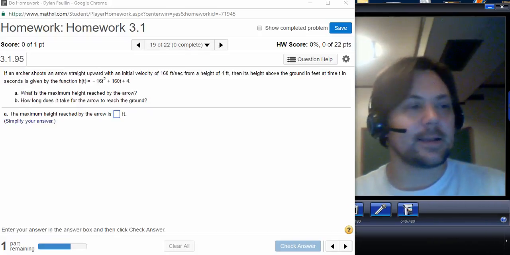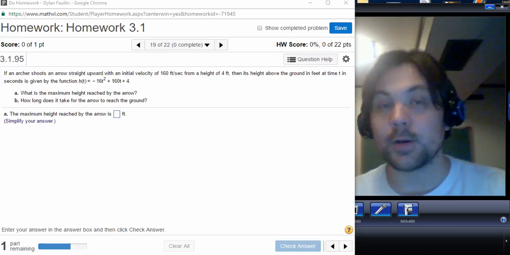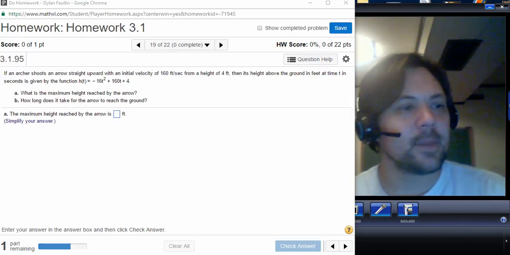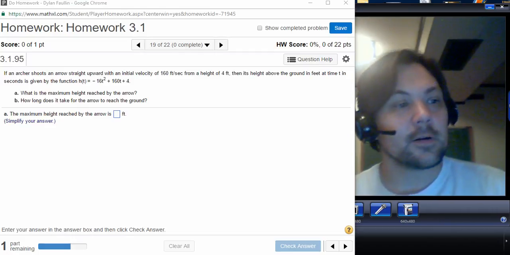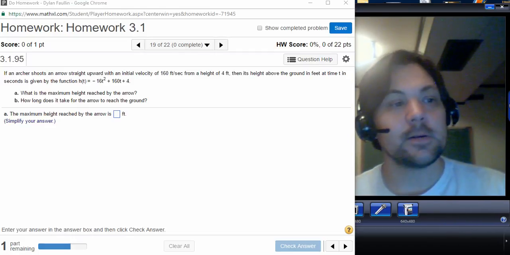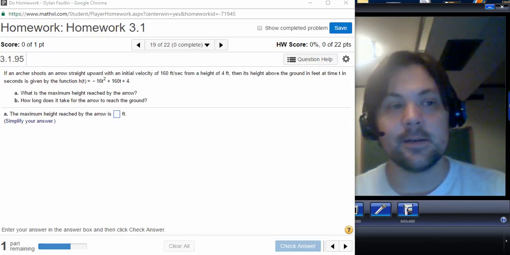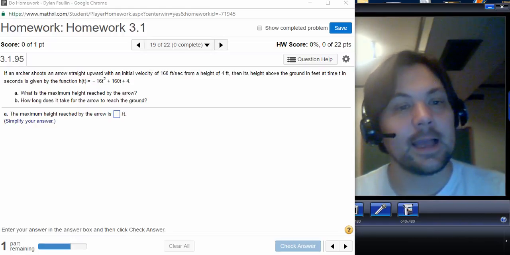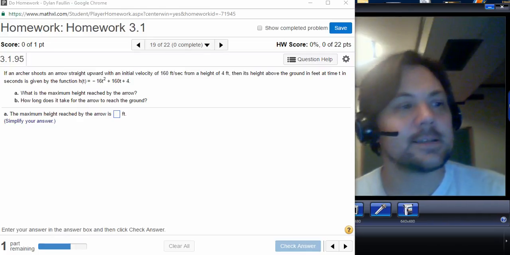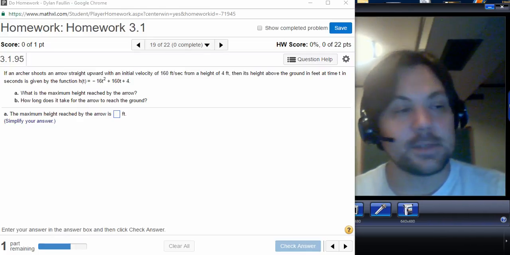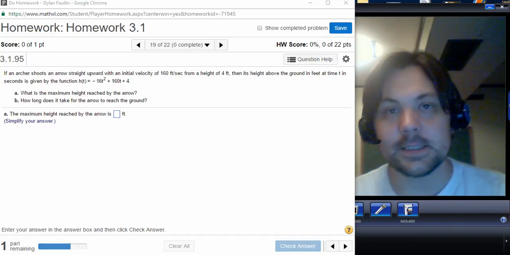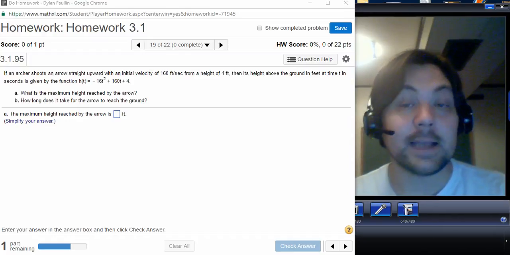Okay, today we're going to look at a problem involving a quadratic function where we are asked to maximize or minimize a quantity. So the problem reads, if an archer shoots an arrow straight upward with an initial velocity of 160 feet per second from a height of 4 feet, then its height above the ground in feet at time t in seconds is given by the function h of t equals negative 16 t squared plus 160 t plus 4. We're asked to do two things in this problem.